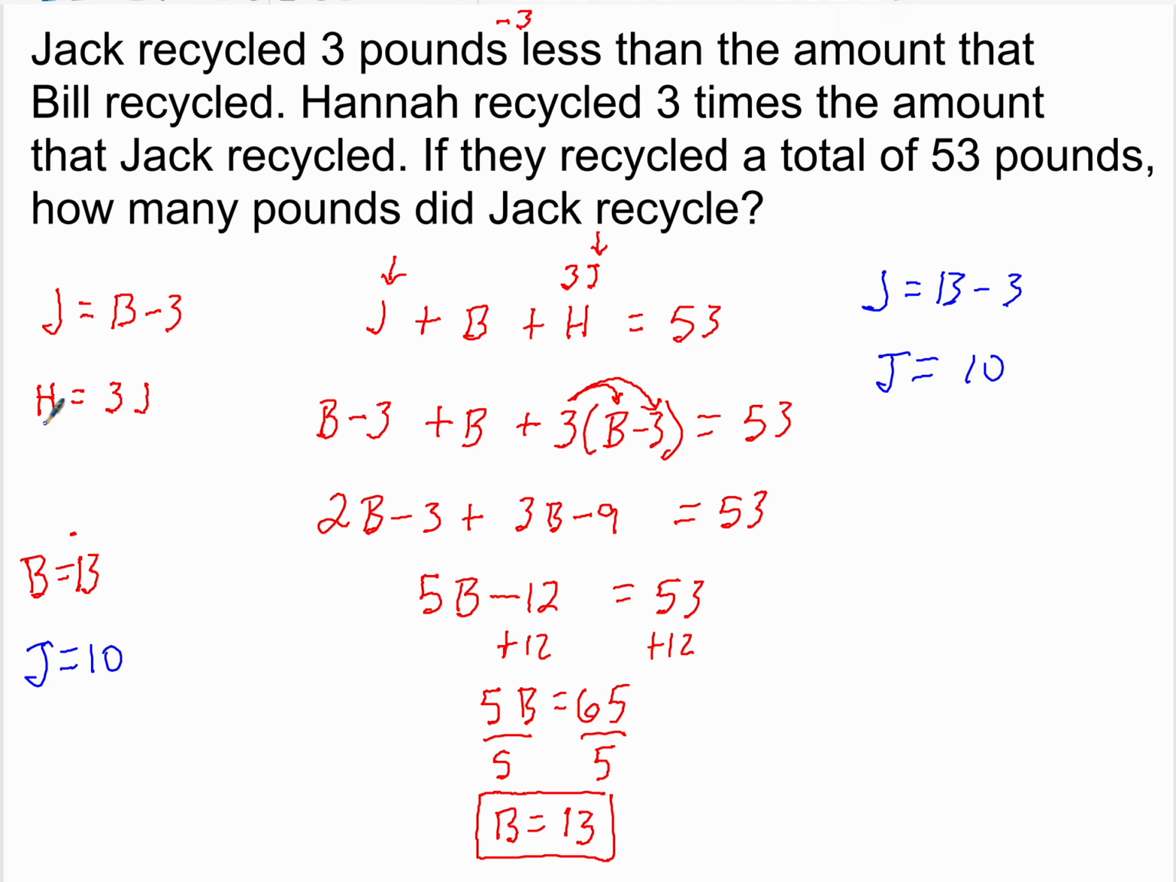And then Hannah is 3 times Jack. So H would be 3 times 10. So Hannah is 30. Oh my goodness, that was a scary problem. Guys, don't worry about this one.